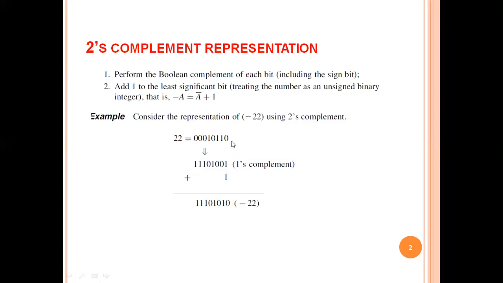Suppose here the example given is minus 22. Okay, plus 22 you know how to represent. Now we will learn how to represent minus 22 using 2's complement. So see here, this is 22 in decimal, and this is the corresponding binary number of 22. We have to represent this number as minus 22, so we have to make the 2's complement of the number. Suppose this is the binary number of 22.